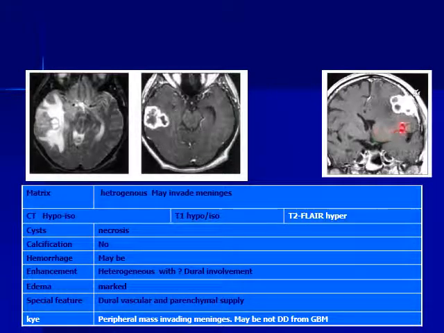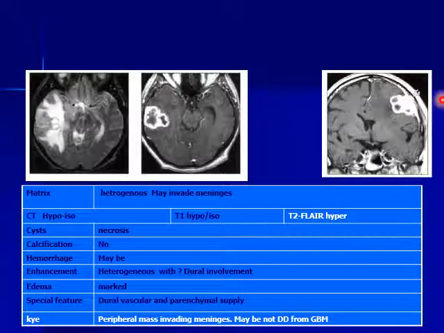Glioblastoma multiforme itself, if it is peripherally located like this, can infiltrate the meninges, and it can even infiltrate the calvarium with extracranial portion. In this condition, it is very difficult to tell. We will tell that we have an aggressive tumor infiltrating A, B, C, and so on.